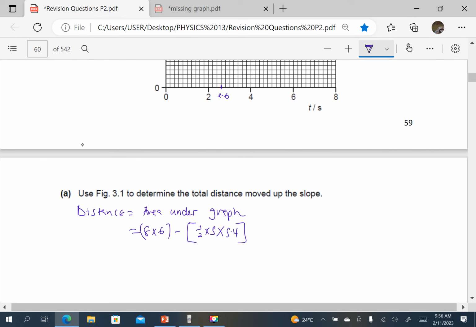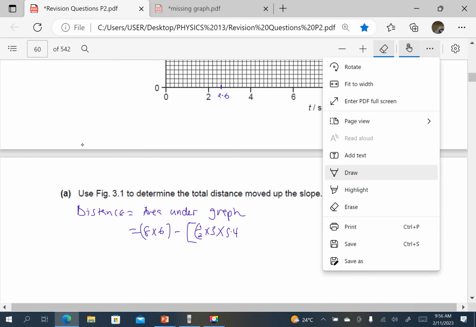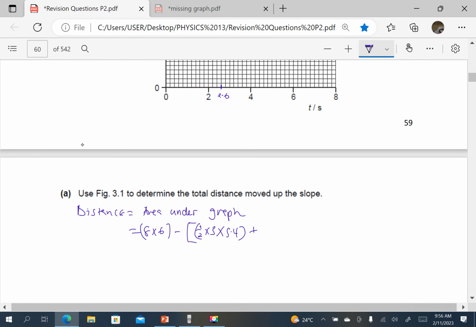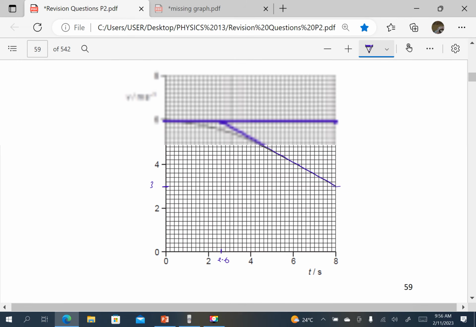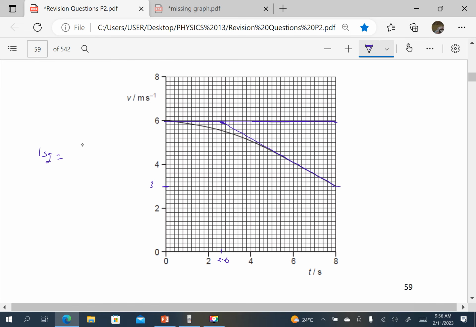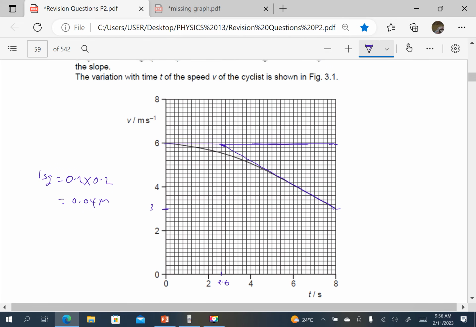That is the area of the triangle, but I'm also going to subtract the area of the remaining part which is not part of the triangle, where I'm going to just count the squares. Let me first get the area of one small square. On the x-axis it is 2 divided by 10, which is 0.2. On the y-axis it is 2 divided by 10, which is 0.2, meaning one small square has an area of 0.04 in meters.